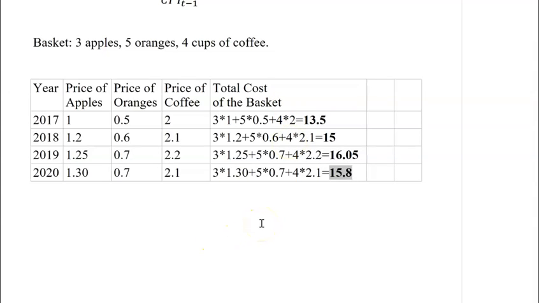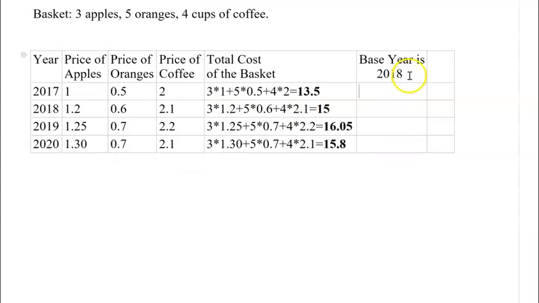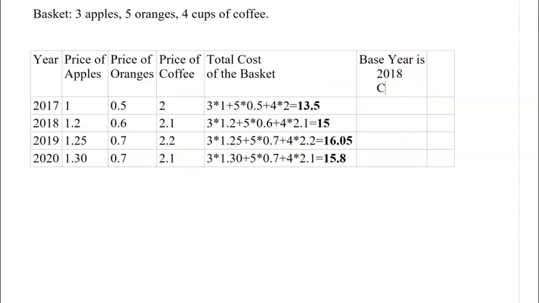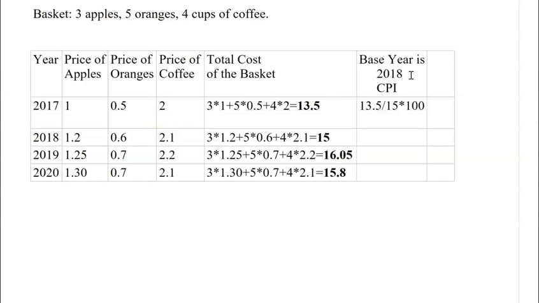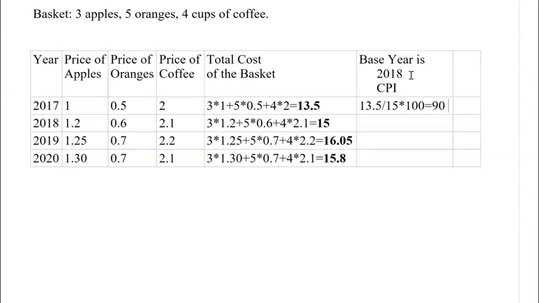The third step was, after finding the cost, we needed to fix the base year and find the CPI. Let's say my base year is 2018. So from that, now I can say CPI. If my base year is 2018, I would divide all the prices by the 2018 value, and just to make it easier, I can multiply it by 100 so I don't have to deal with decimals. I can just look at the big number.